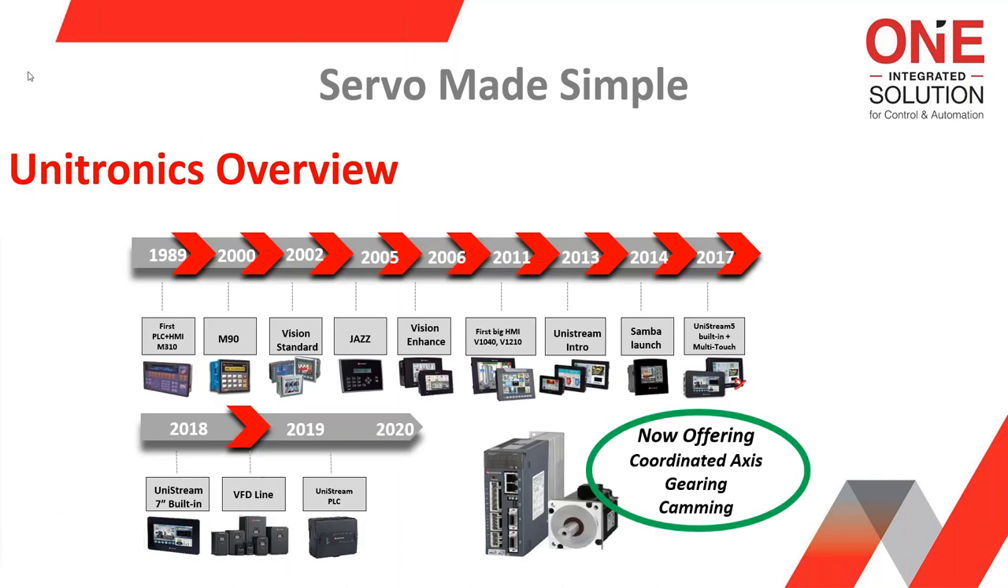To help those with minimal experience and perhaps those with some experience, let me just give you a brief overview of Unitronics. Unitronics was founded in 1989. We are a publicly traded company, headquartered in Israel, traded on the Tel Aviv Stock Exchange. We have offices throughout Europe and our North American headquarters in Quincy, Massachusetts.